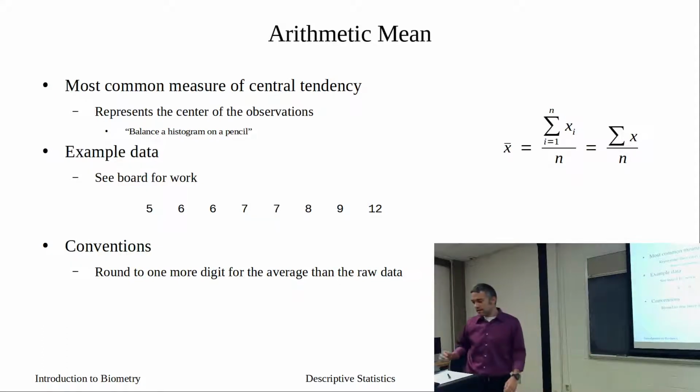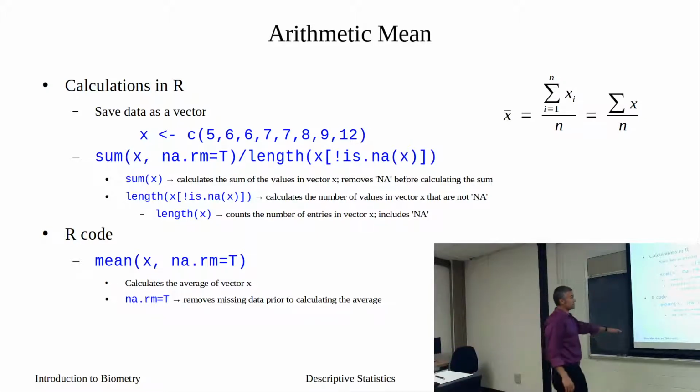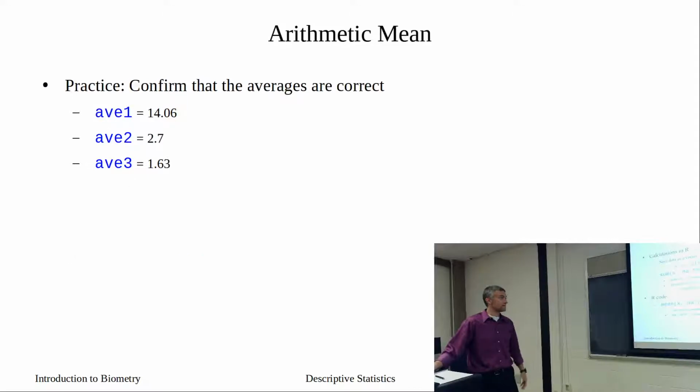All right, our calculations. I do think you should be able to calculate an average by hand. So, does anyone need to see how to do this by hand? Hopefully, add up the numbers, divide by our sample size. We learned how to do it in R. The easiest way is just the mean function. Make your vector and then use the mean function. If you have missing data, you have to have na.rm equals T.